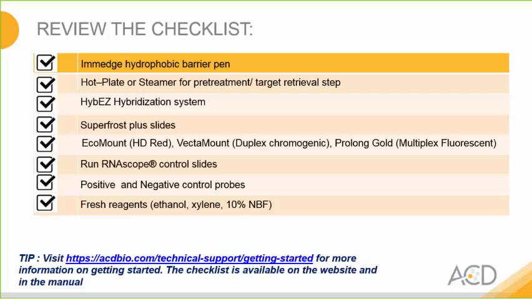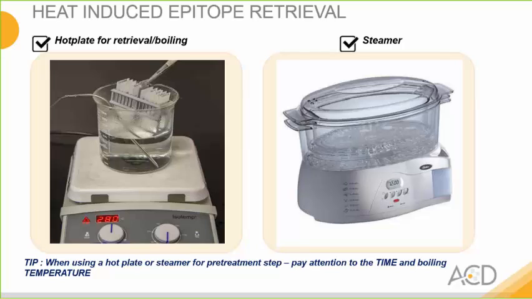So here's a checklist of the must-haves for the manual assay. For example, the hydrophobic barrier pen. This is used to make sure the reagents don't leak during the assay. And shown here is the hot plate or the steamer setup for doing the target retrieval step. So we have protocols for both. It's important to pay attention to time and temperature, as we have found that this is critical for optimal target retrieval.